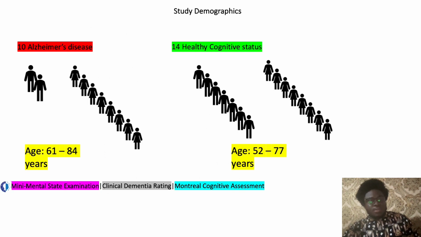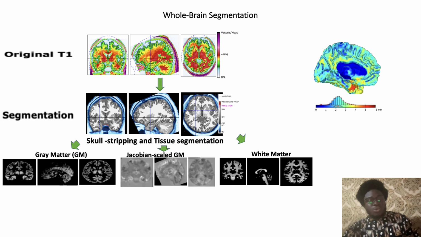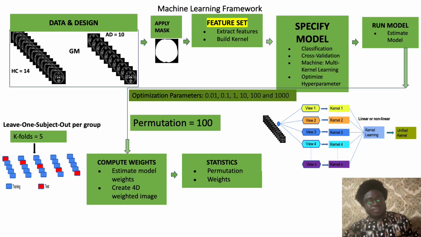So we recruited 10 patients with Alzheimer's disease and then 14 healthy control subjects. They are quite elderly, and they all went through three major cognitive assessment tools: the Mini-Mental State Examination, Clinical Dementia Rating, and then MoCA, which is the Montreal Cognitive Assessment. So our patients went through the images we acquired from them. We subjected them to segmentation, where we extracted the gray matter, the Jacobian scaled gray matter, and then the white matter from the whole brain.